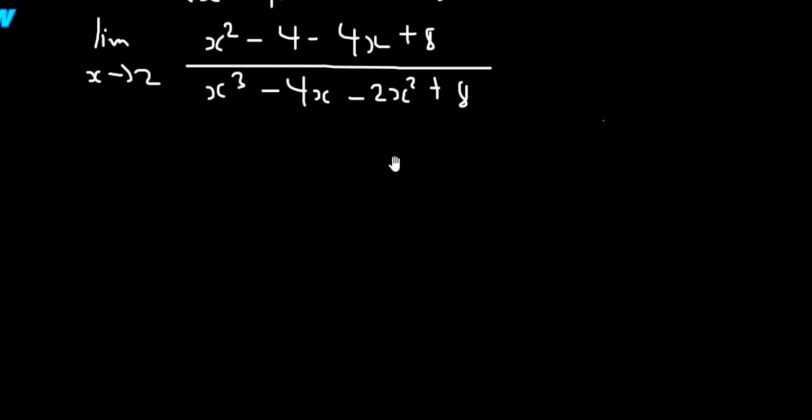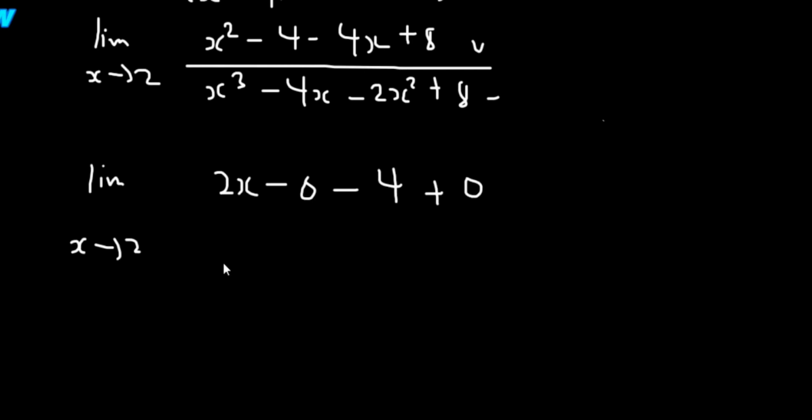Okay, so now from here we can apply L'Hopital's rule. So we can differentiate the numerator and the denominator. So the limit as x approaches 2 will be the derivative of x squared, which is 2x, minus the derivative of 4, which is 0, and the derivative of 4x, which is what? 4, plus the derivative of 8, which is 0.